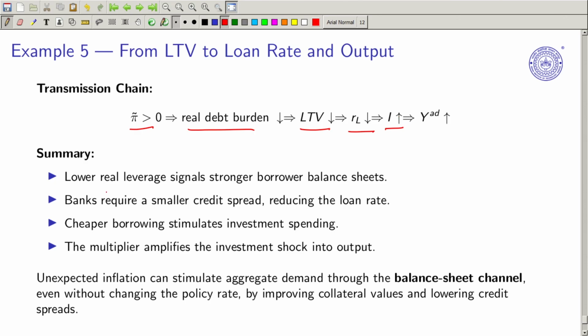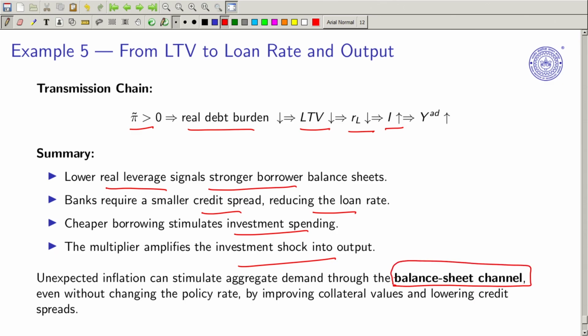Which means that lower real leverage signals a stronger borrower balance sheet. Banks require a smaller credit spread and it reduces the loan rate, and cheaper borrowing further stimulates investment, which leads to an increase in output. So this is the balance sheet channel. The lectures 24, 25 and 26 that we covered today talked about the balance sheet channel of monetary policy. In the next session we will touch upon one more channel we are missing, with prices and the interest rate channel.